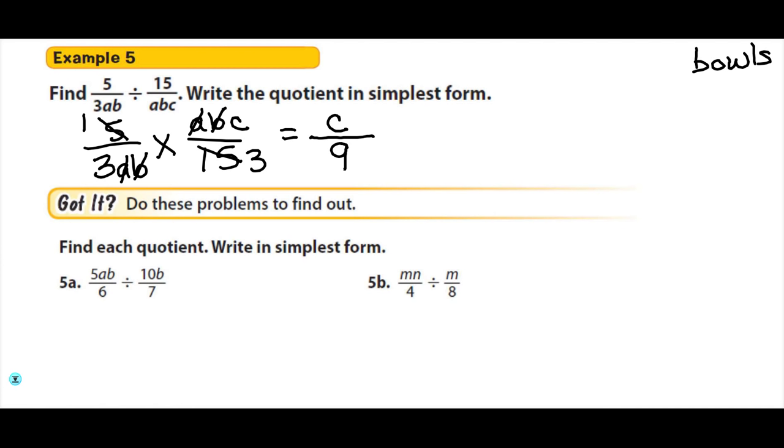Okay, c over 9. Now, I know this is weird, and a lot of people go cross-eyed whenever they see it, but take your time, all right? If you think you've got it, go ahead and pause and come back to me. If not, let's try 5A and then pause and then try 5B on your own, all right? I really want you to try to get some of these on your own.